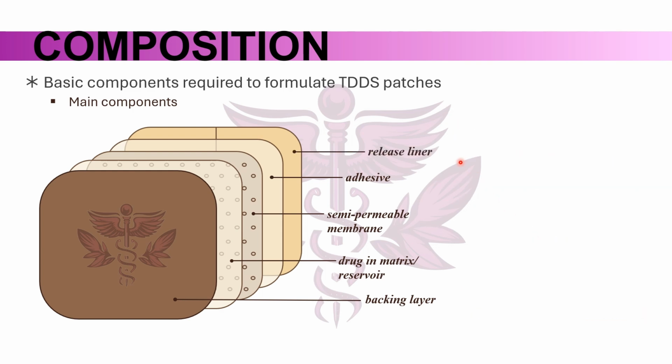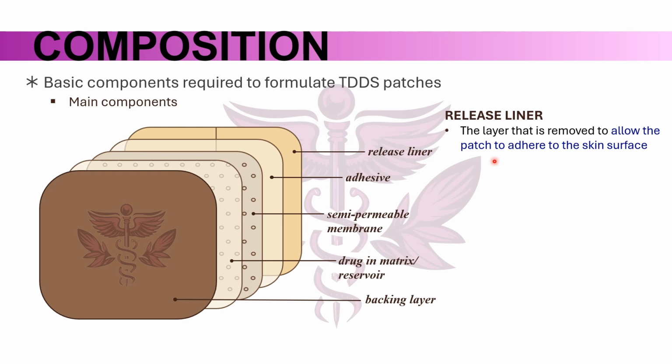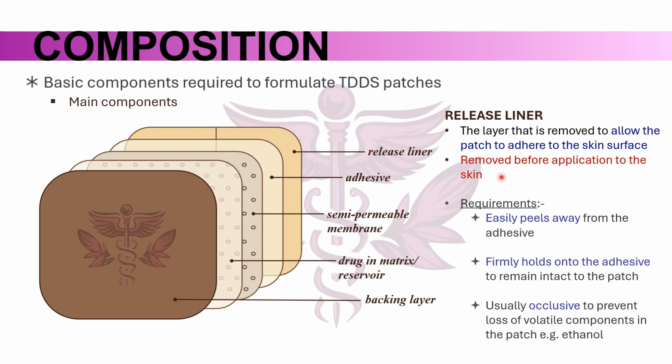The last layer is the release liner, which is the layer that is removed to allow the patch to adhere to the skin surface. It's a non-medical layer, but it's very important in protecting the patch, and it should be removed before application to the skin. Since it's also a very important component, it must meet requirements. Upon application, it must easily peel away from the adhesive, but when it's not used, it must firmly hold onto the adhesive, and it is usually occlusive to prevent loss of any volatile components in the patch, such as ethanol.